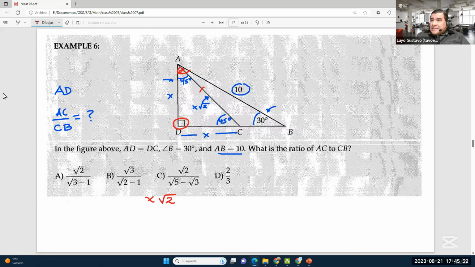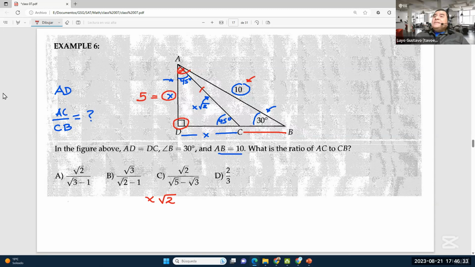What about CB? CB is this side. Can we find a connection between CB and X? Well, think about that for a moment. If this is X and the hypotenuse is 10 in triangle ABD, it follows, because of the properties of the special triangle with angles of 60 and 30 degrees, that this must be half of the hypotenuse, that is to say 5.